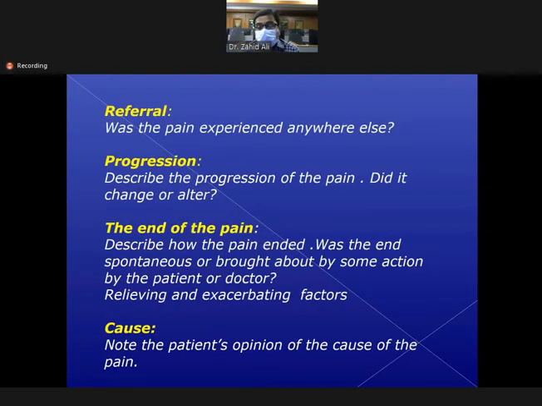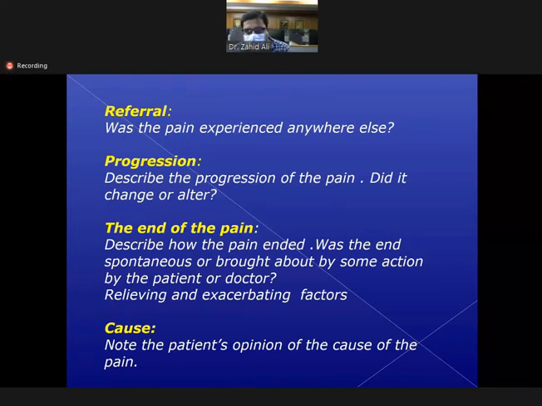And then comes referral. Was the pain experienced anywhere else? If the pain is in the chest, then it is associated in the left arm. If the patient has got pain in the right iliac fossa, it is referred to the umbilicus, because this is a main sign in history that this is acute appendicitis.